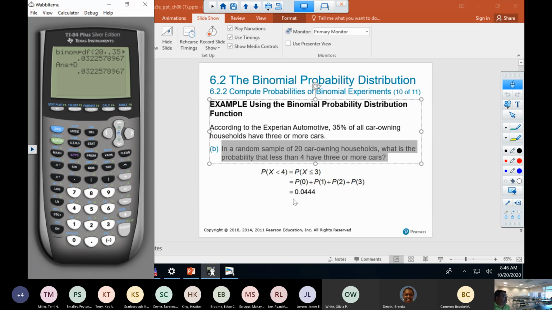Okay, I just did what they're doing right here. You see what they're doing right there? P of 0, P of 1, P of 2, P of 3. I just typed in each one of those, and I stored them in A through D. Now I'm going to add everything. So alpha A plus alpha B plus alpha C plus alpha D.